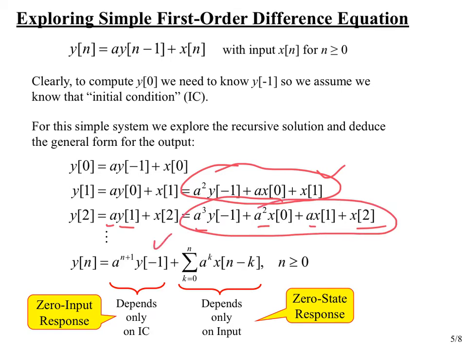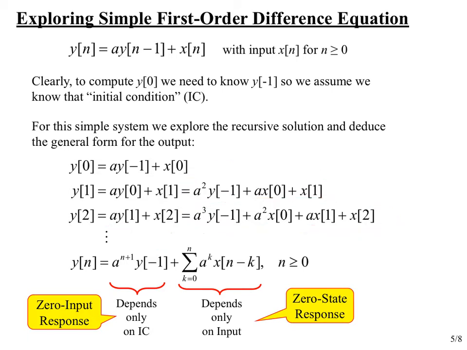And we can identify a structure here, and we can write it out. And we can see that we always have, let me get rid of a bunch of that stuff there. If we track this through, we can see that we always have an a to some power times y of minus 1. And in fact, that power is always 1 more than n. So we have n equal to 1, and we have a squared. So we're going to have a to the n plus 1 times our initial condition.